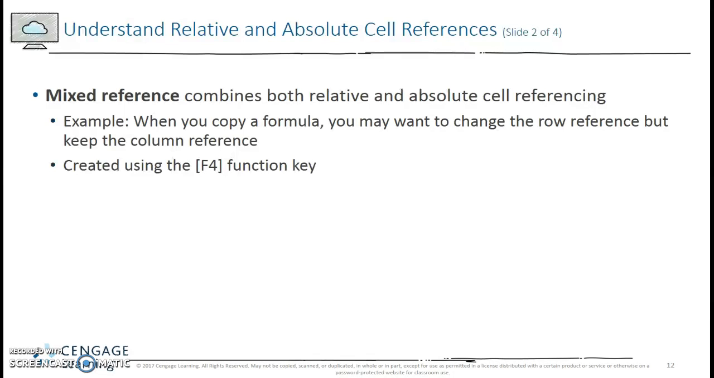You can also have what's called a mixed reference, which combines both the relative and absolute cell referencing. A good example is when you copy a formula and you want to change the row reference, but you want to keep the column reference, you do it by using the function key. Again, we will go through that in your assignments, which will make more sense to you.